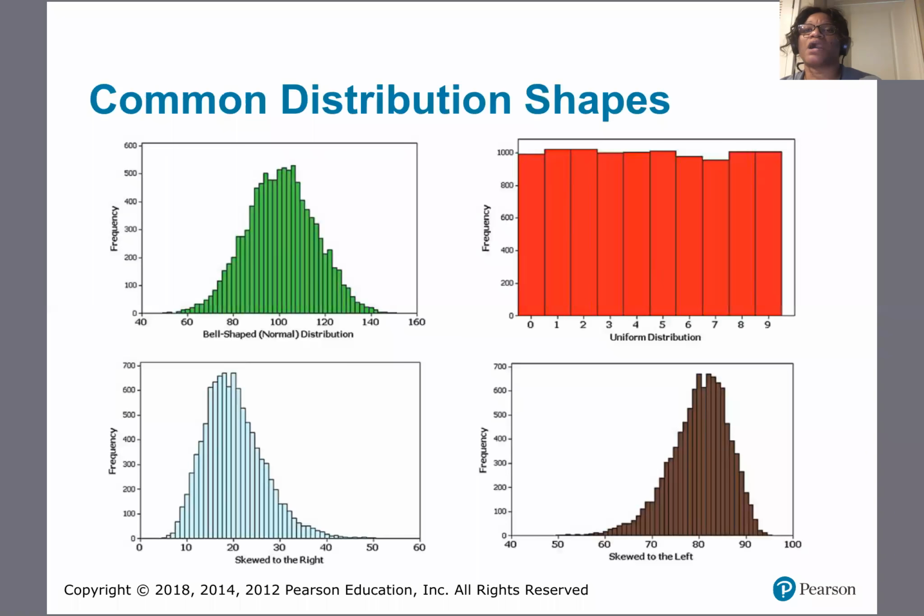Now, there are four common distribution shapes of a histogram. The first one is the bell-shaped curve. The second is the uniform distribution. The third is skewed to the right, and the fourth is skewed to the left. So when we come back, we'll go over each of those common distribution shapes.